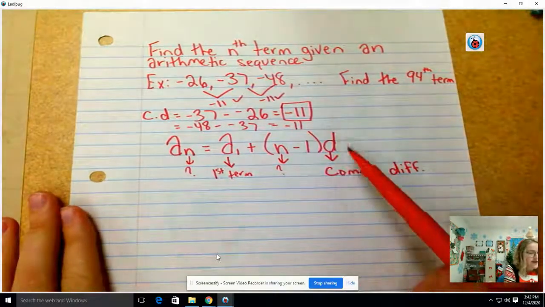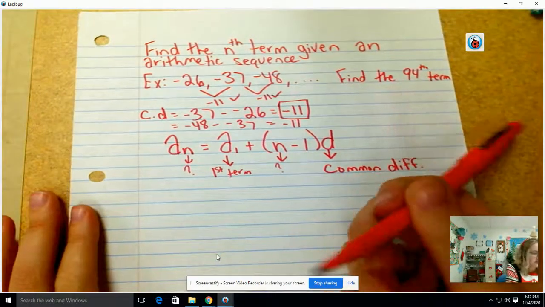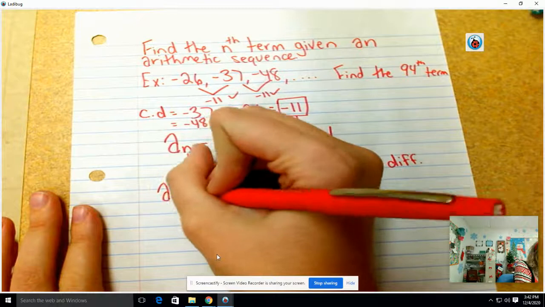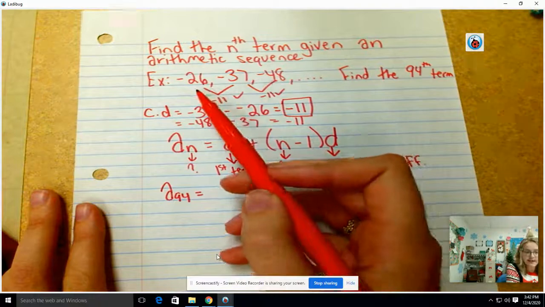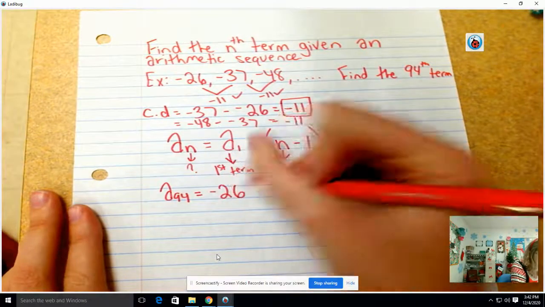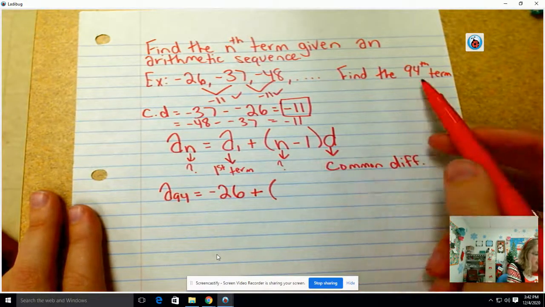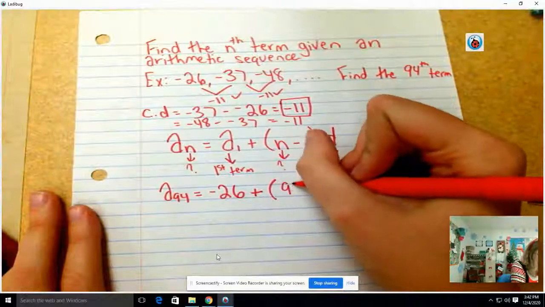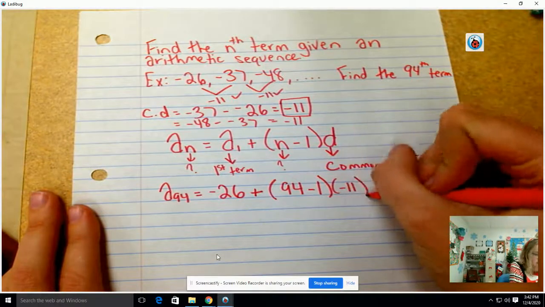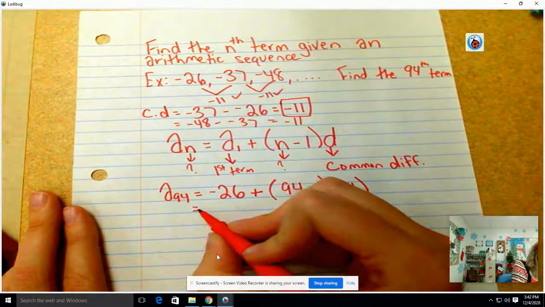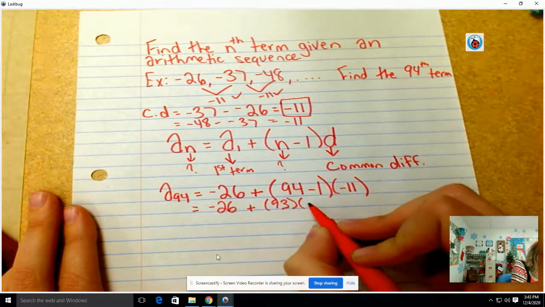So after I have my common difference, it's just a matter of plugging things into this formula. I want to find the 94th term. So a sub 94 is going to be equal to a1, my first term in my sequence, which is negative 26, plus parentheses n minus 1. N is the term I'm trying to find, 94 minus 1, times my difference, negative 11. So this is going to give me negative 26 plus 93 times negative 11.